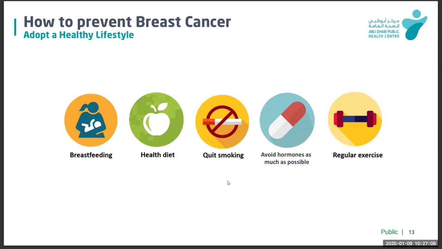Healthy diet is very important. A diet low in lipids and red meat. Smoking should be totally banned. I would say I'm in total favor of that. They should just quit smoking, in any sort of cancer. Smoking is very preventable. Avoid hormones as much as possible.